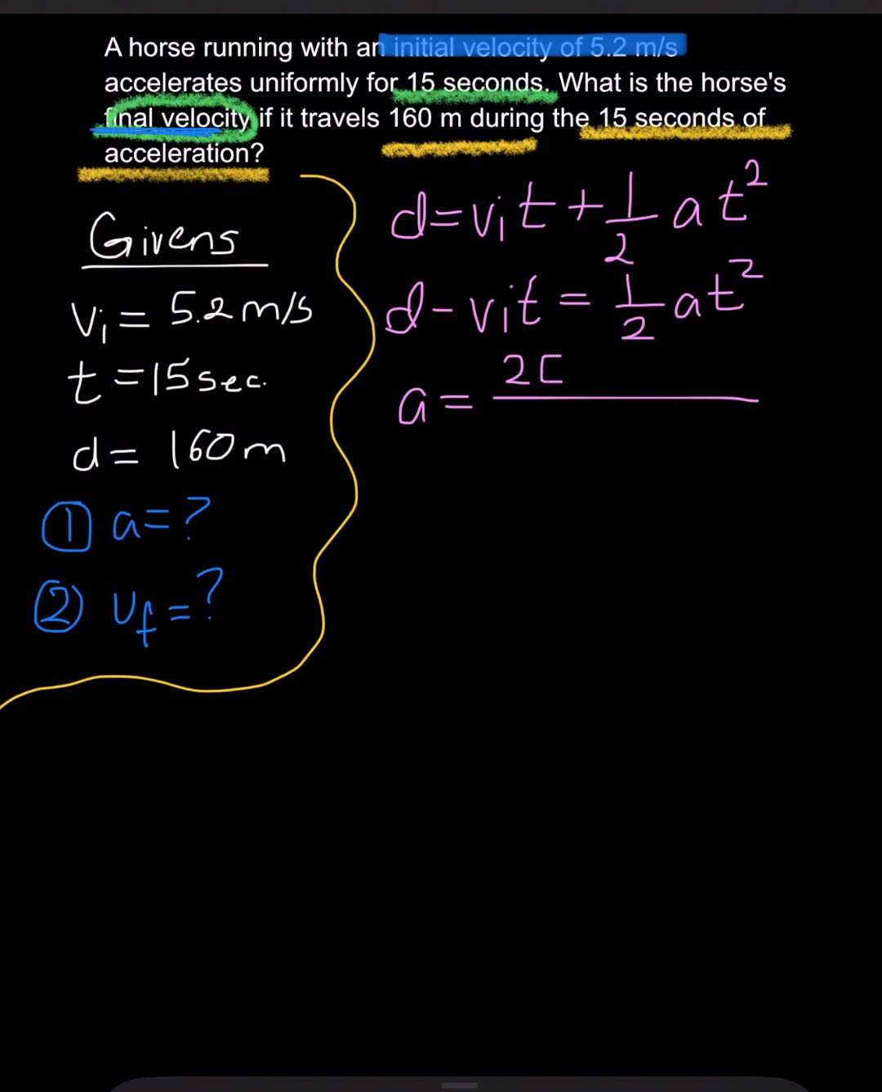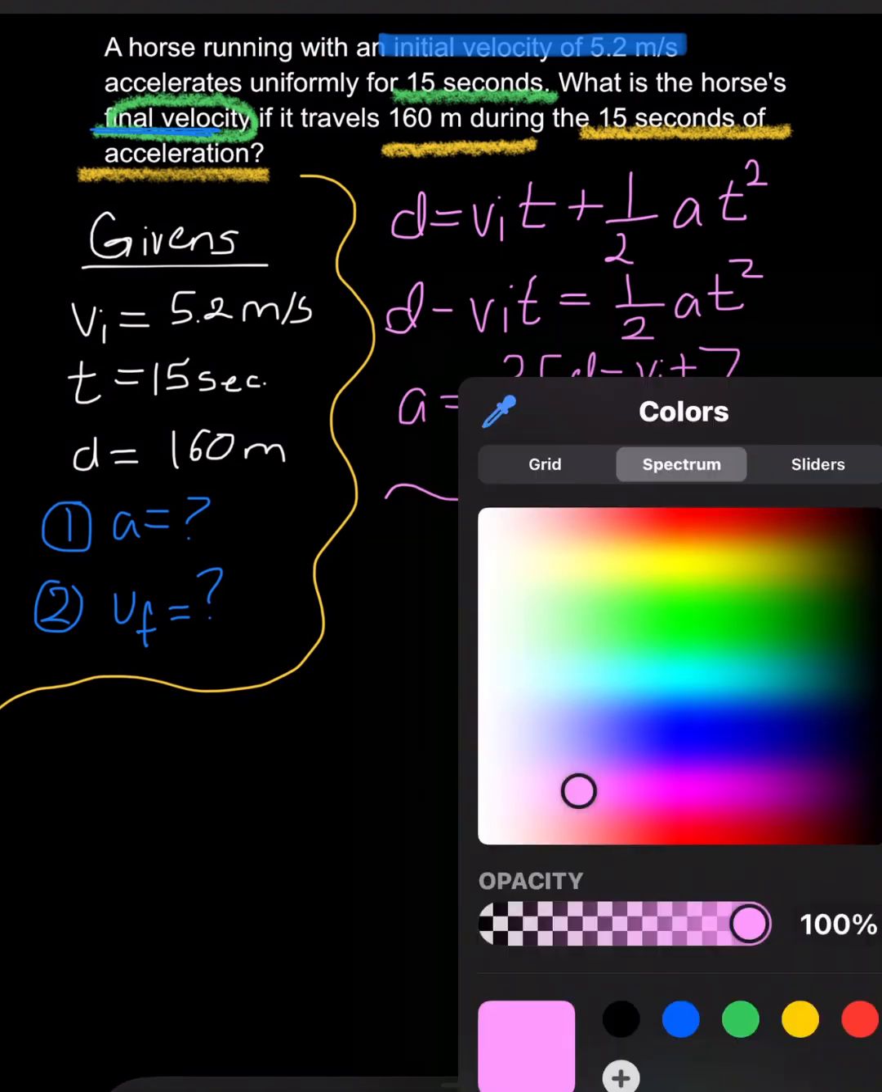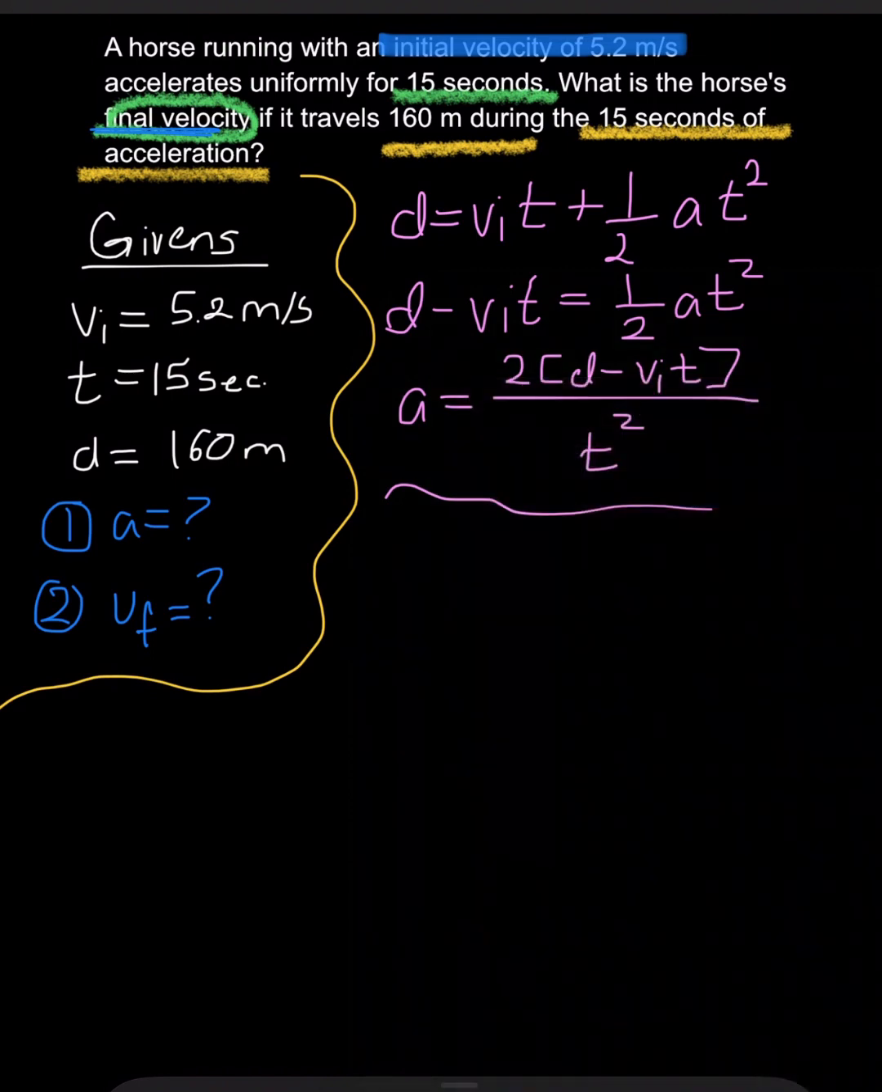Then we would get acceleration as 2 times d minus vi times time over t squared. And now this is our equation. Now all we have to do is plug in and solve it. So let's go and do that.